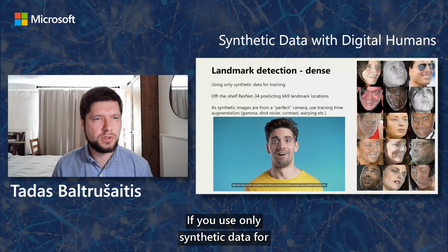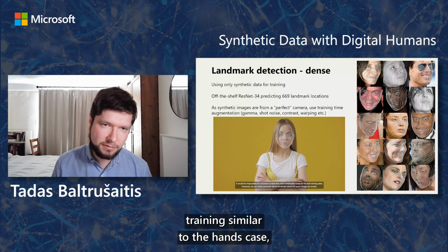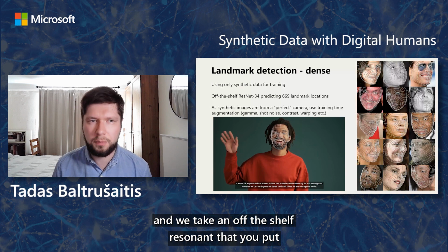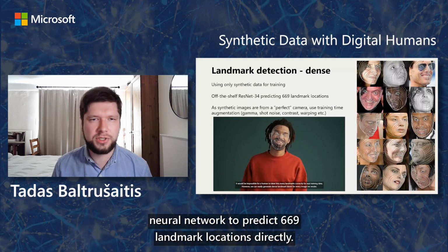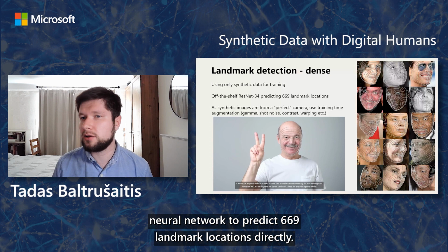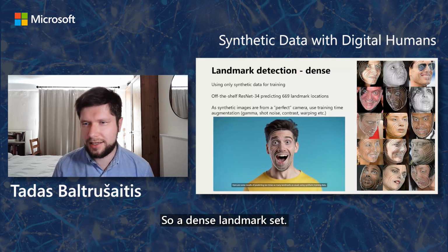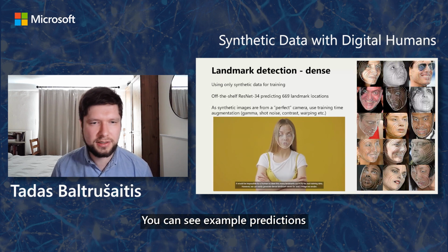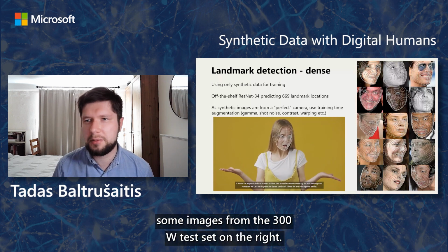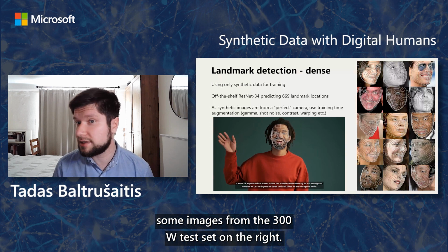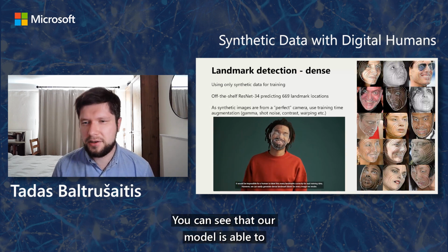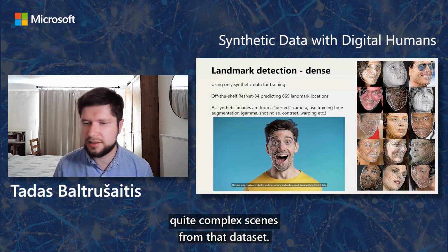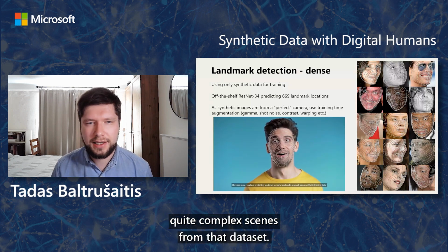If you use only synthetic data for training, similar to Hans' case, and we take an off-the-shelf ResNet 34 neural network to predict 669 landmark locations directly, so a dense landmark set, you can see example predictions on the video on the bottom left and some images from the 300W test set on the right. And you can see that our model is able to generalize really well to quite complex scenes from that data set.